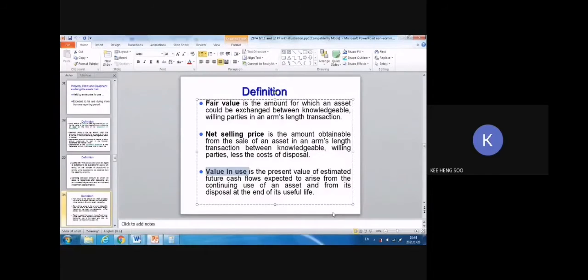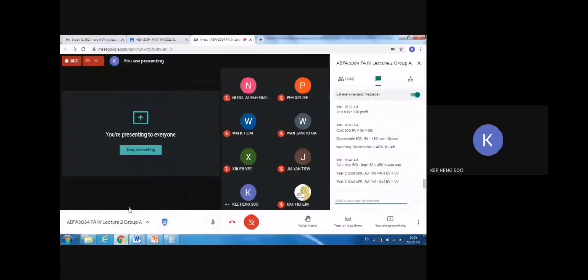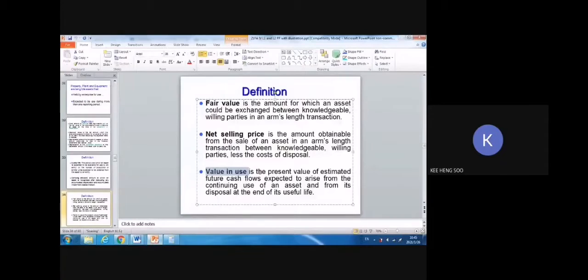Value in use. I bought a machine in the first year. After year 1 is 450. After year 2 is 400. After the end of year 3 is 350. So the asset can last for another 2 more years. Assume that it is another 2 more years. Value in use is the present value of estimated future cash flow from the continued use.